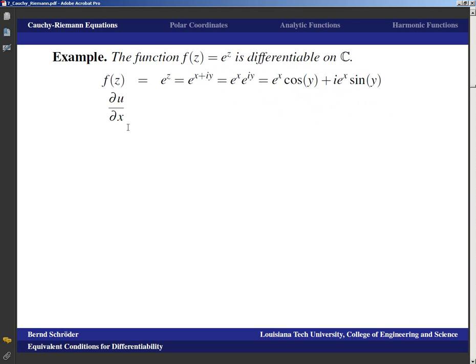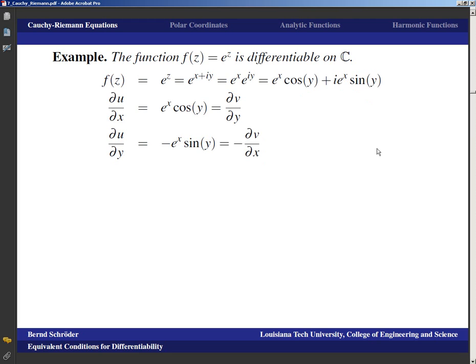But we can also simply look at du dx, and du dx is e to the x cosine y, because the derivative of the exponential function is itself on the real line, and that is equal to dv dy, because the derivative of that would be e to the x times the derivative of the sine, which is the cosine of y. And du dy is, well, e to the x stays as it is. The derivative of the cosine is the negative sine y, so we get negative e to the x sine y. And that's negative dv dx, because the derivative of e to the x is e to the x, and sine y is just a constant here.